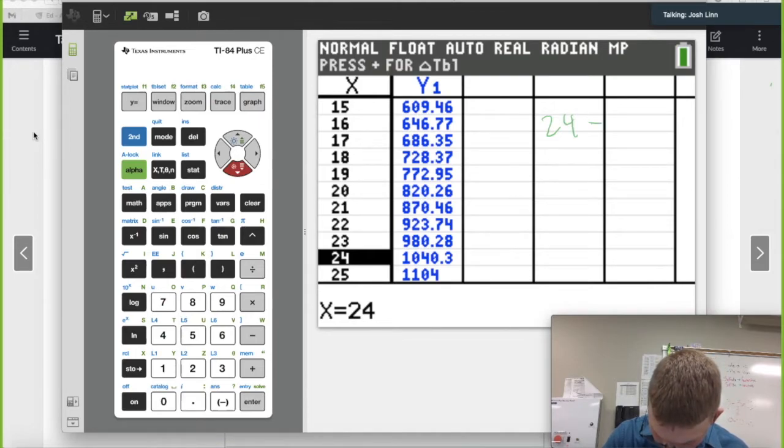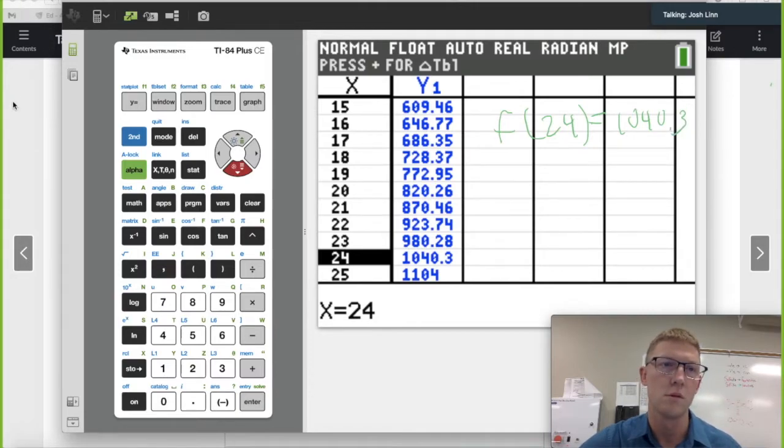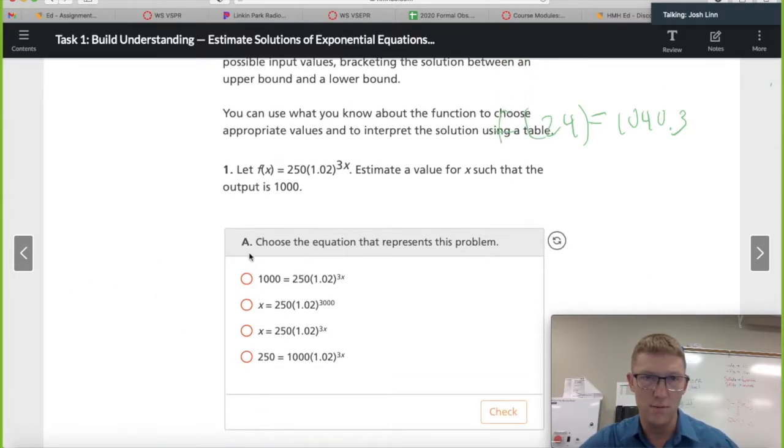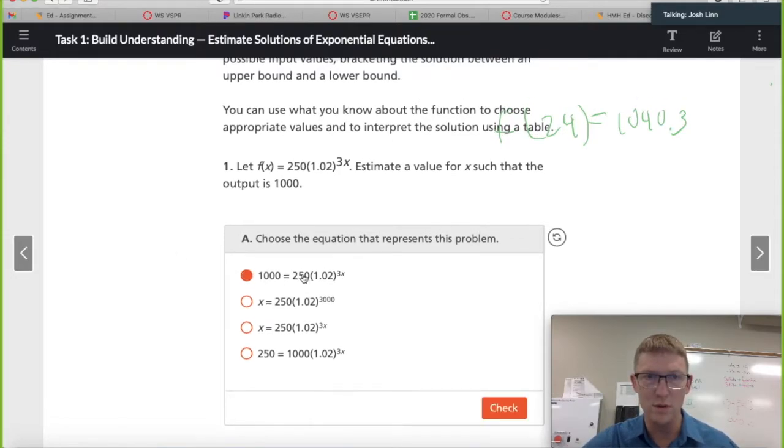So I guess I should say f of 24 equals 1040.3. So then we have estimated the values of, choose the equation that represents this problem. So 1000 equals the equation they gave us.